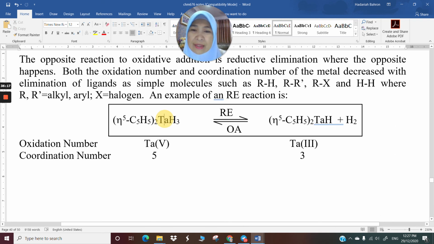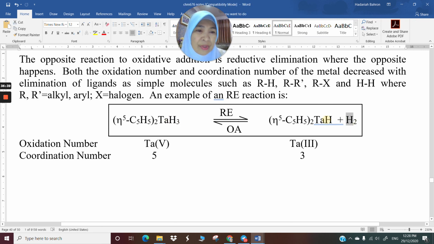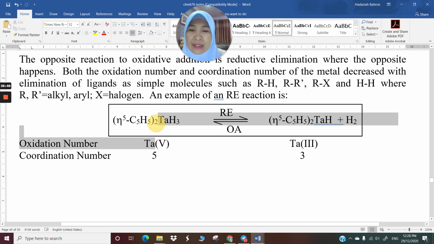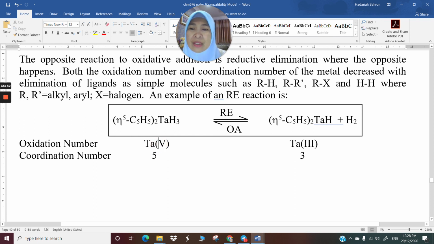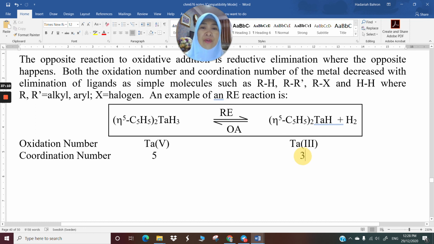So for example, if you have tantalum bonded to 3 hydride ligands and 2 cyclopentadienyl ligands, it can undergo reductive elimination where the hydrogen, the hydride here, will be released as H2 and leaving behind only one hydride bonded to tantalum. If you look at the oxidation number on the left-hand side, tantalum is oxidation number 5, and coordination number is also 5: 1, 2, 3, 4, and 5. But after reductive elimination, your tantalum has become tantalum 3. It has reduced, and also the number of ligands attached to it has reduced. It only has 1, 2, and 3 ligands attached to it.